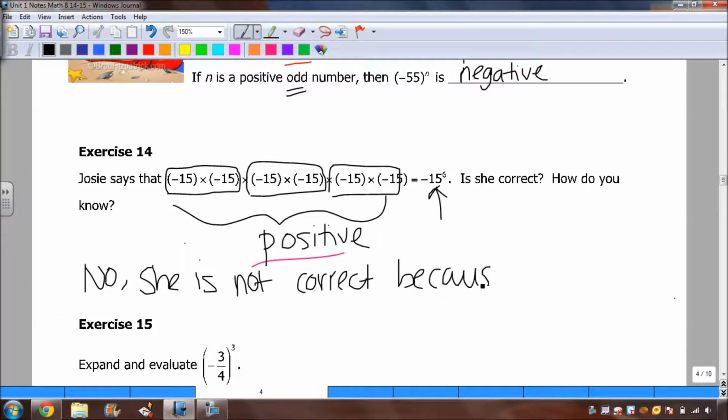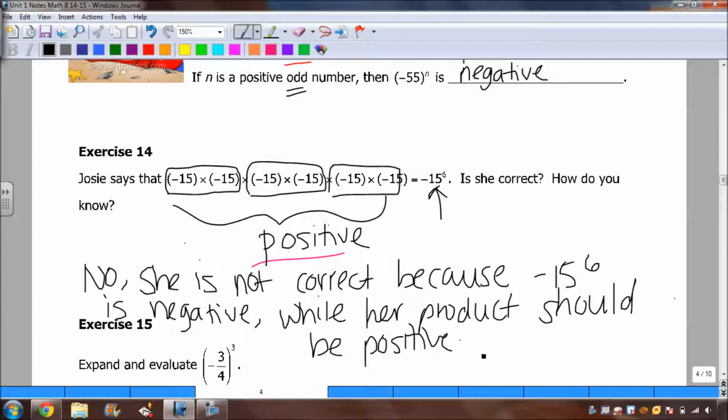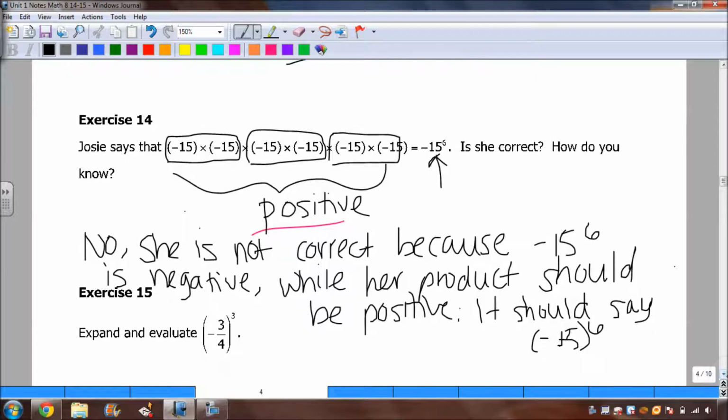Because negative 15 to the 6th power is negative, while her product should be positive. Okay? And then we'll say, it should say -15 in parentheses raised to the 6th power. All right, hopefully that makes sense to you.